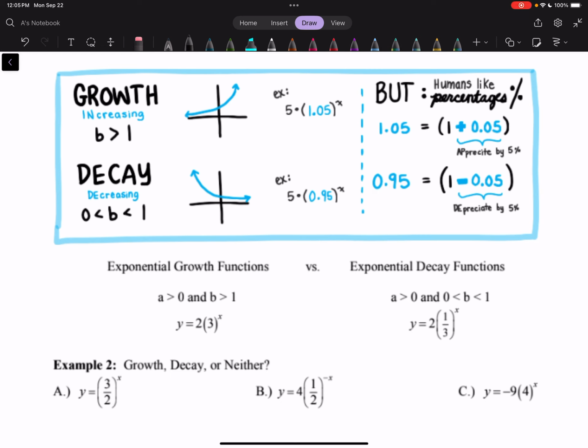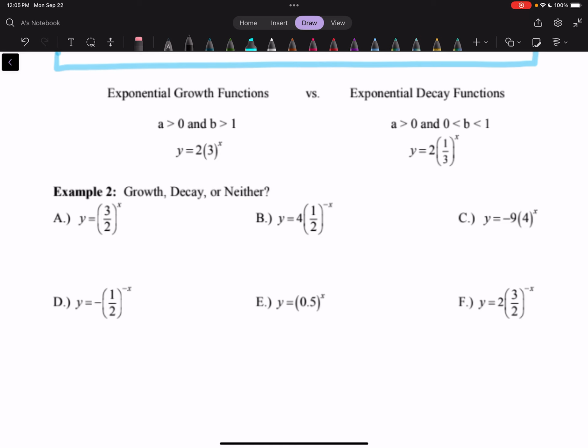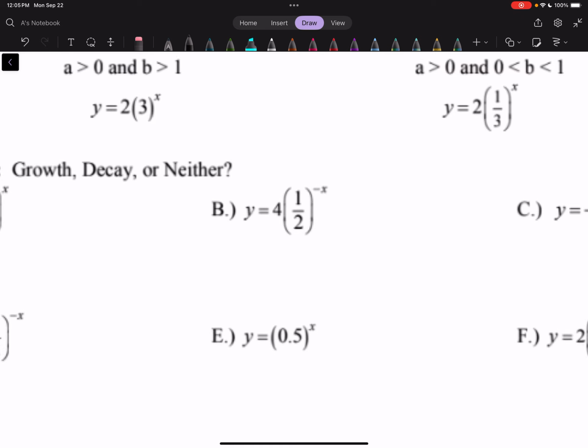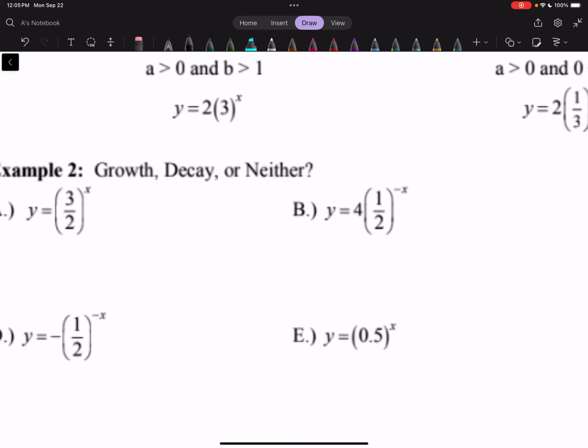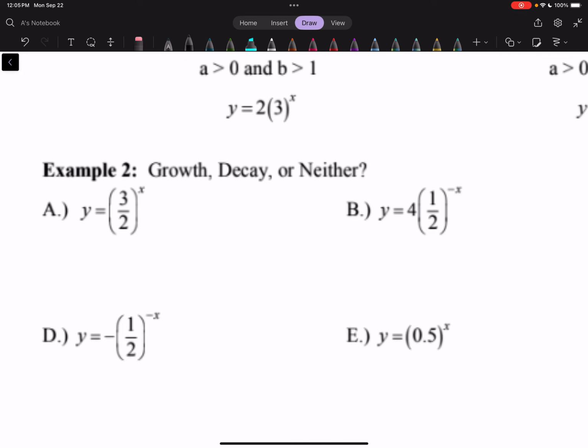A growth and decay model. A growth model is if the inside of the parentheses, the base of the exponential portion, is greater than 1. Decay is if it is in between 0 and 1. So, let's look at these. We're going to look, is it growth, decay, or neither? I do want to tell you there is not a neither, all of these are growth or decay. 3/2. That is 1.5, that is greater than 1, A is growth.